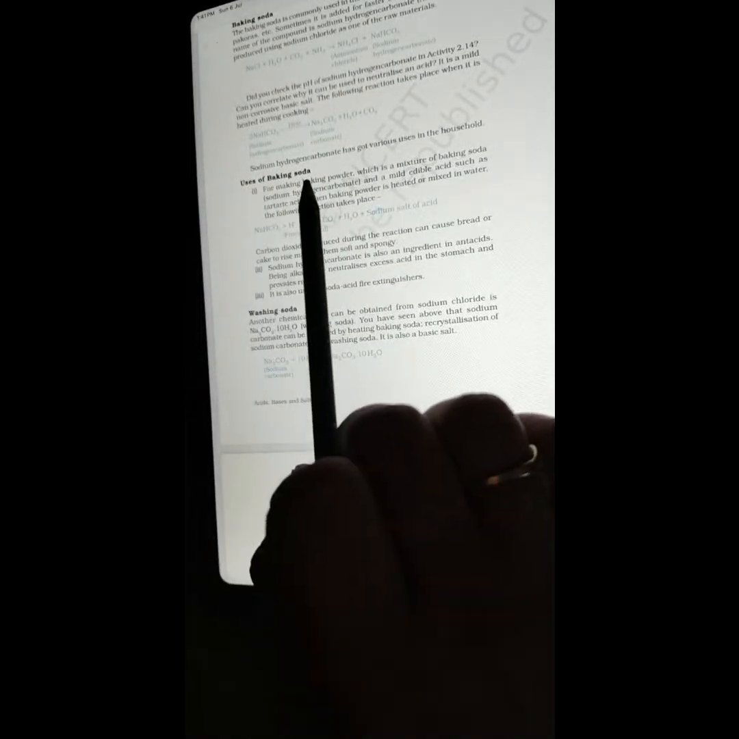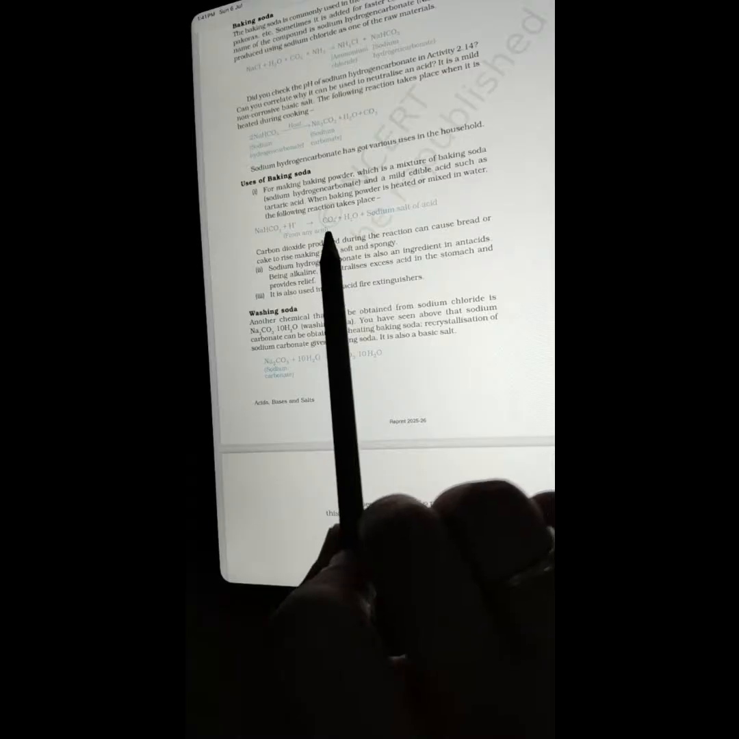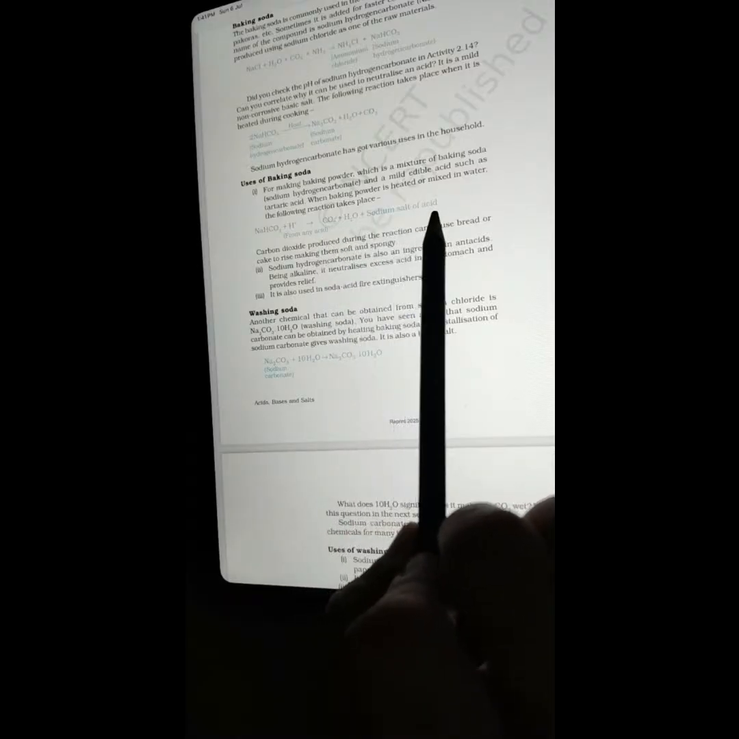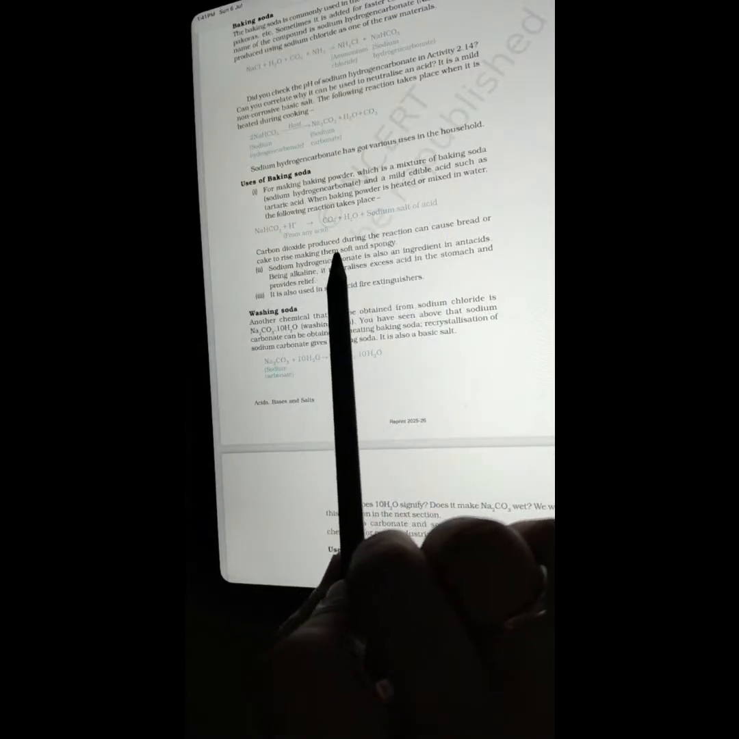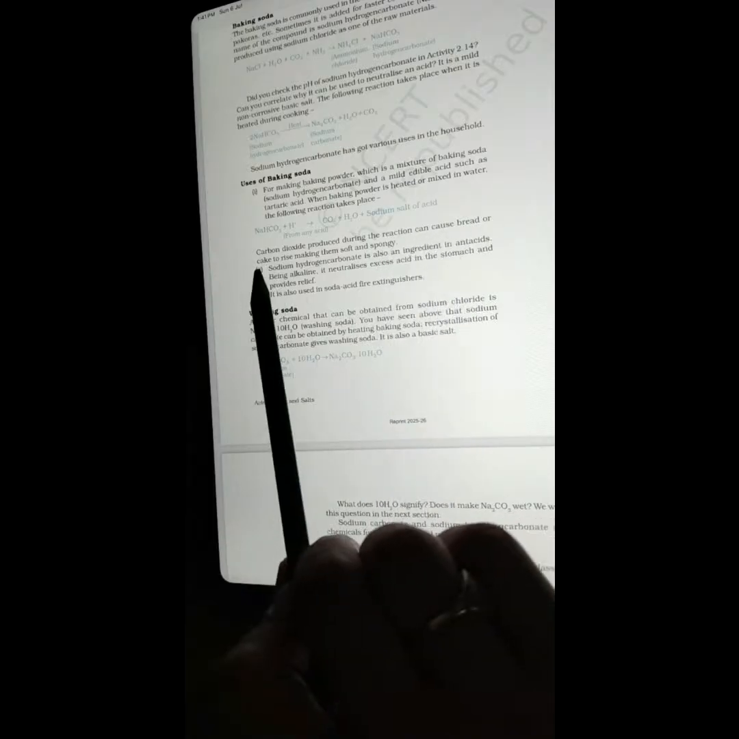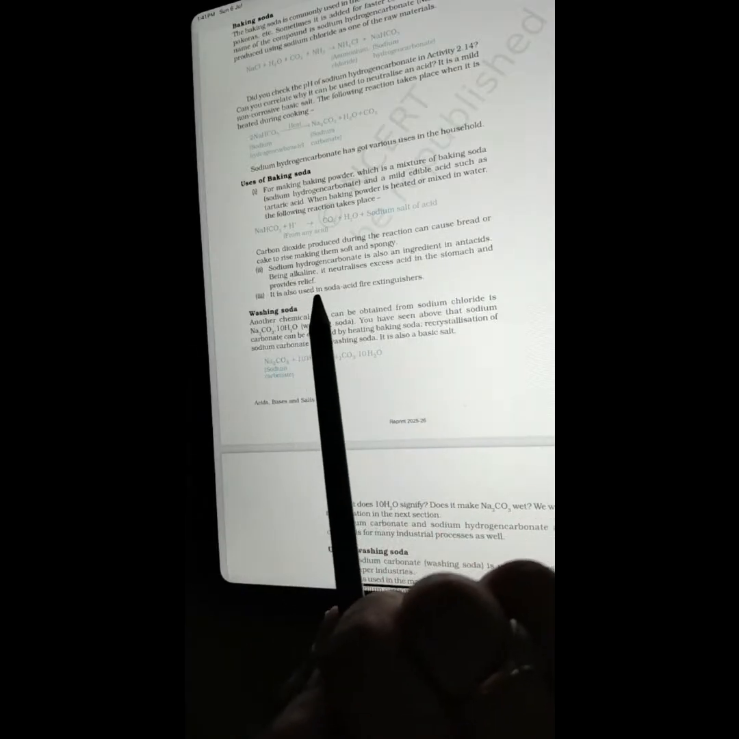Sodium hydrogen carbonate has various uses in the household. Baking soda is used for making baking powder, which is a mixture of baking soda, sodium hydrogen carbonate, and a mild edible acid such as tartaric acid. When baking powder is heated or mixed in water, the following reaction takes place: NaHCO3 + H+ (from any acid) gives CO2 + H2O + sodium salt of the acid. Carbon dioxide produced during the reaction can cause bread or cake to rise, making them soft and spongy.